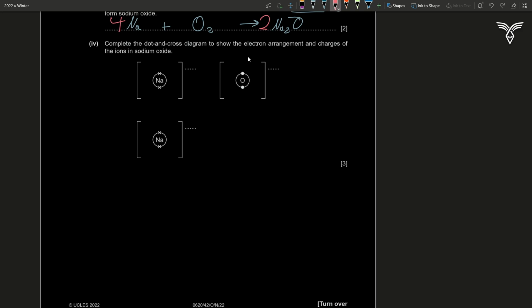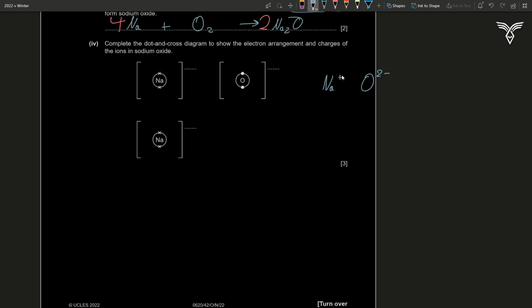Part 5. Complete the dot and cross diagram to show the electron arrangement and charges of the ions in sodium oxide. Okay. We know sodium is a group 1 metal and group 1 metals have a valency of plus 1, whereas oxygen is in group 16, and I think group 16 is not the correct term that we would use. That is for A level; for O level, as far as you're concerned for this exam, it's going to be groups 1 2 3 4 5 6 7 and 8, there's no 13 14 15 16 and so on. Anyway, oxygen is in group 6, not group 16. It forms a 2 minus ion.